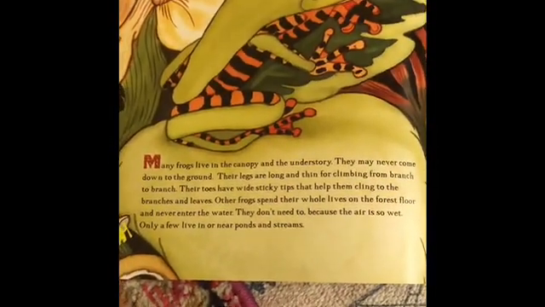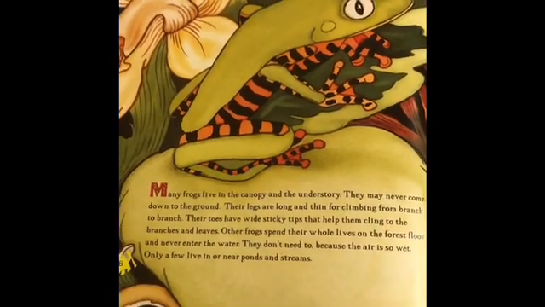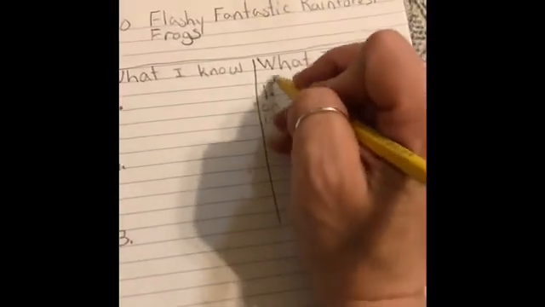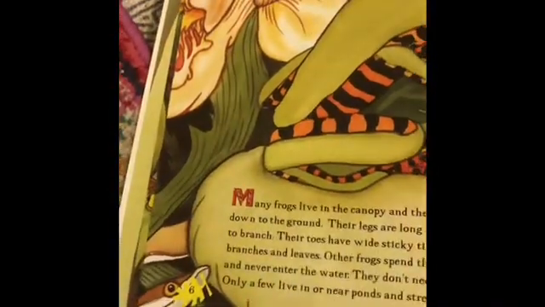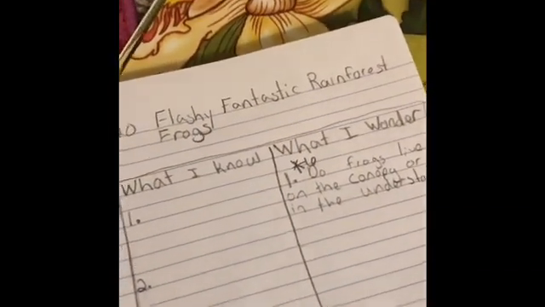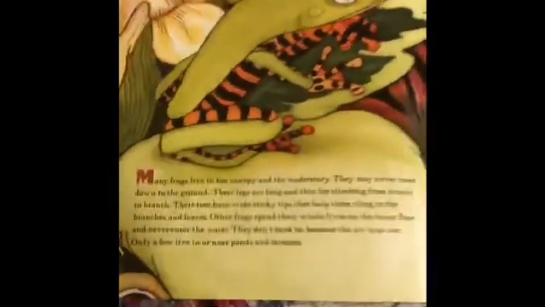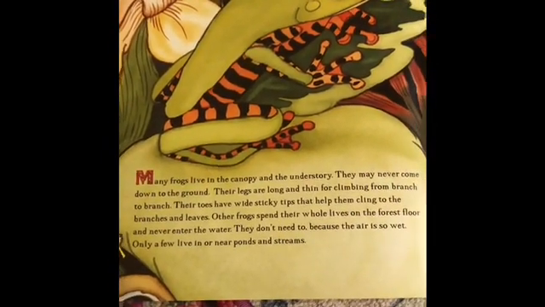Many frogs live in the canopy and the understory. Look at that, third graders. My question was already answered. You know what I'm going to do? I'm going to put a star by that so that when I come back, I'll know that that question was already answered. Very cool. And look, it was answered on page 6. So I'm going to put a star and the number 6. Well, it's actually called an asterisk. Stars are hard for me. So I'll write that and the page number so I know to come back to that page to answer my question. Very cool.